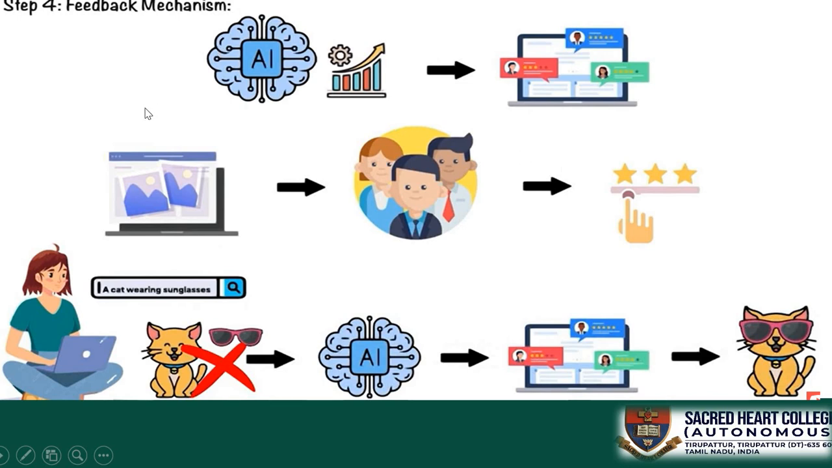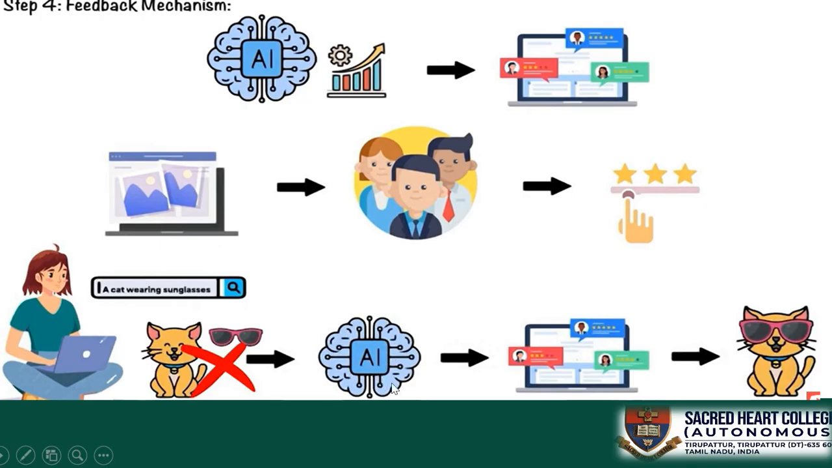Let us see. So, user requests here. The user enters a prompt, a cat wearing sunglasses. AI generates an image, but the first image may not be accurate. Okay, you could see there in the image, the cat and the sunglasses are separate. So the user gives the feedback.